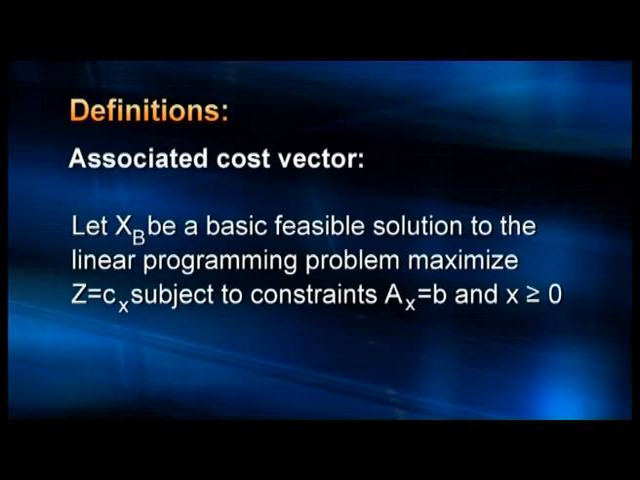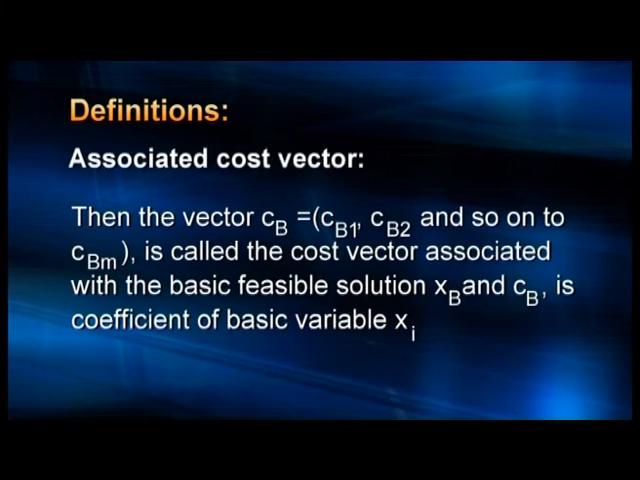Associated cost vector. Let XB be a basic feasible solution to the linear programming problem: maximize Z equal to CX subject to constraints AX equal to b and X greater than or equal to 0. Then the vector CB equal to CB1, CB2 and so on to CBm is called the cost vector associated with the basic feasible solution XB, where CBi is the coefficient of basic variable xi.